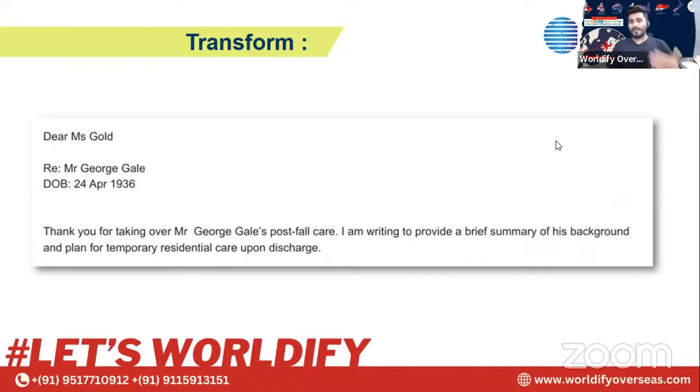And the next thing is the most important part of the letter, which is the purpose of the letter. The subject, the purpose, the introduction, whatever you call it, but this is the most important part of your OET letter. It has 3 marks separately from all other criteria. The purpose itself has 3 bands. And you can get 3 out of 3 if you are very clear and straightforward with your purpose. You can always start with, thank you for taking over Mr. George Gale's post-fall care. He's thanking in advance here. So the first time you write the name, you write the full name.